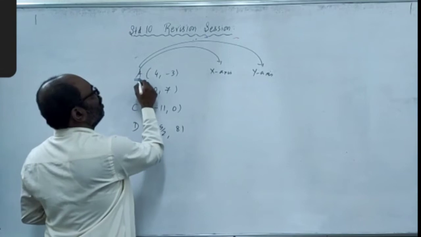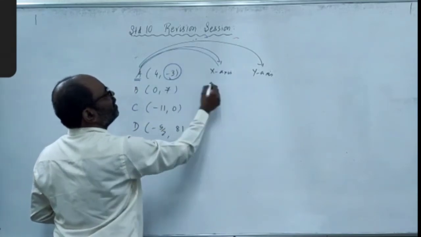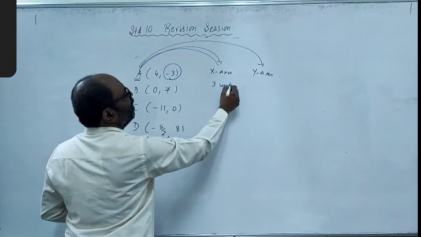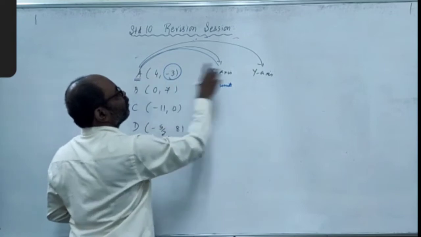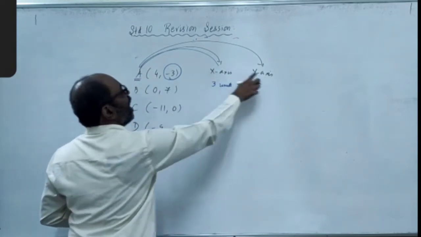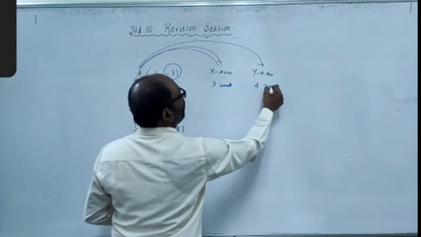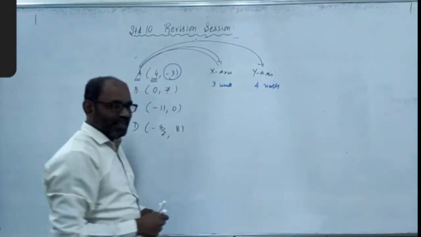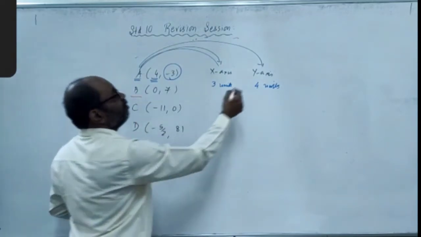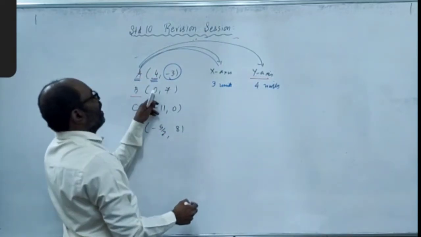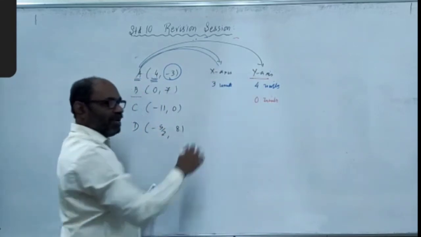This point, how far is it from the x-axis? Now look at the y coordinate, 3 units. Don't write the minus. How far is this point A from the x-axis? Sorry, y-axis. Then you take the x coordinate, 4 units. Directly. Is that clear? How far is point B from the y-axis? Take the x coordinate, 0 units. That means this point is on the y-axis itself.